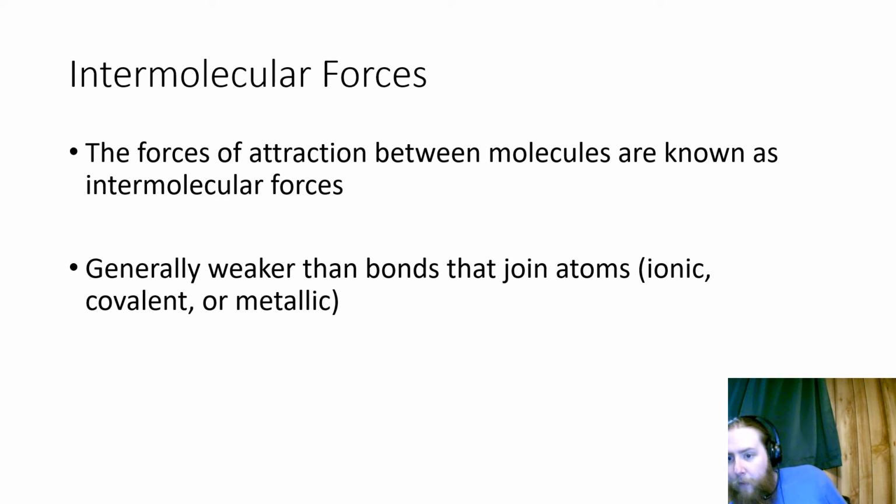Now, the 3 main types of bonding are metallic, ionic, and covalent. Intermolecular forces are smaller than that. These are the forces of attraction between molecules, molecules that aren't held together already by bonds. So they're weaker than bonds that form atoms together. So they're weaker than these ionic, these covalent, and these metallic bonds.